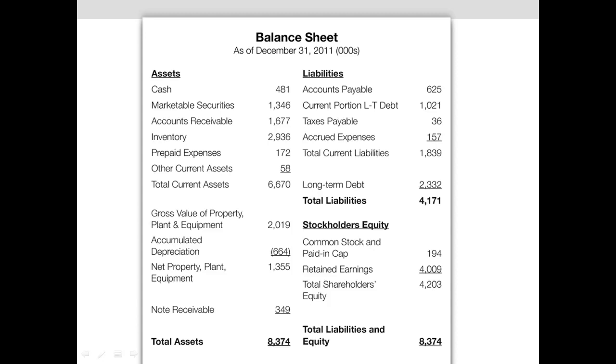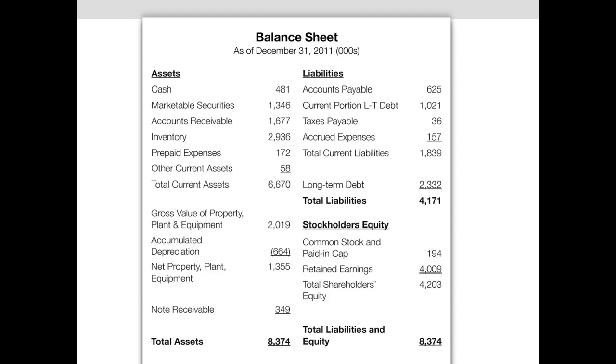Then for stockholders, or shareholders, which has the same meaning: stockholders equity is the total of common stock and paid up capital, and retained earnings, which total to total shareholders equity. That is 4203, giving total liabilities and equity.